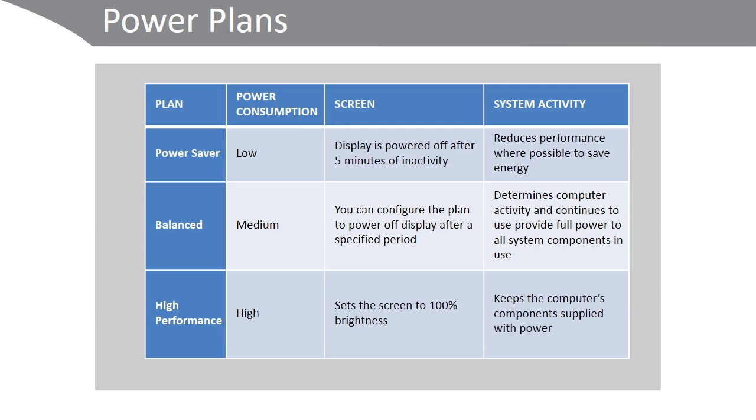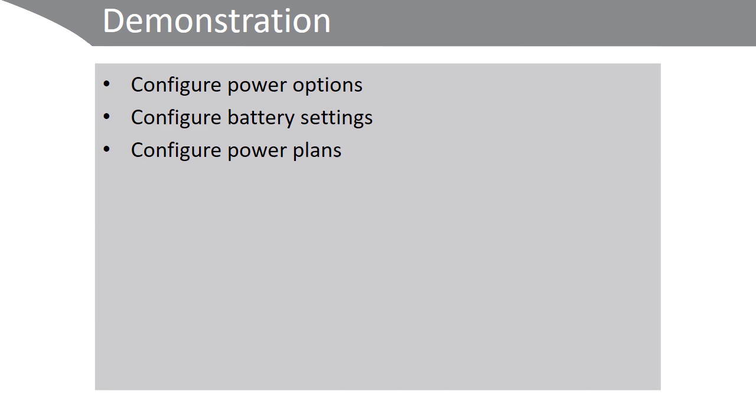High Performance provides for the highest power consumption, sets the screen brightness to 100%, and keeps all the computer's components supplied with power. Now, when I'm plugged into the mains, that's the option that I'll go for. When I'm out and about, or I expect to be at a customer site for the day, I'll probably go for something like Balanced or Power Saver. Let's take a look at a demonstration on how to configure power options, how to configure battery settings, and how to configure power plans.